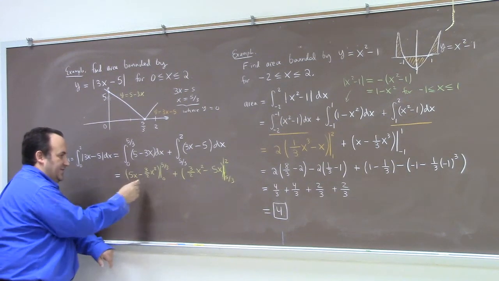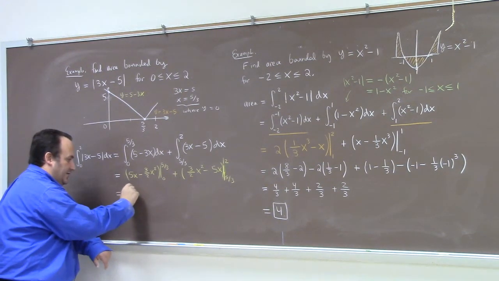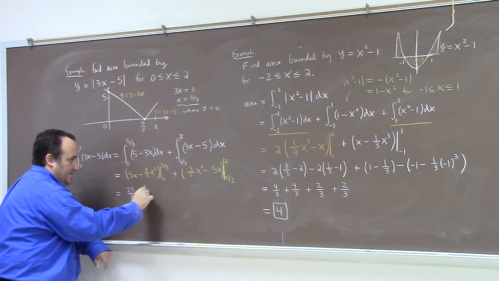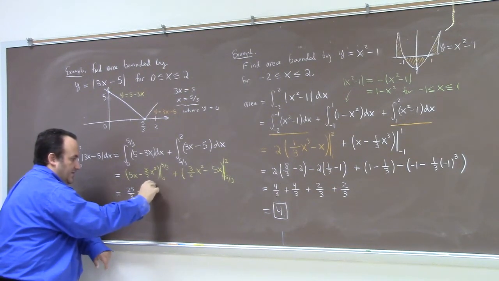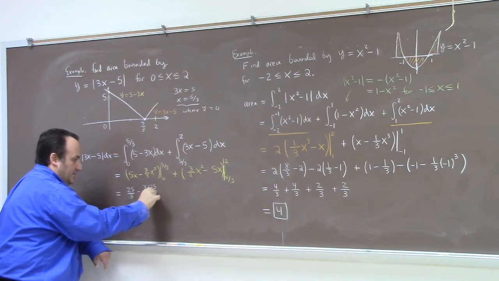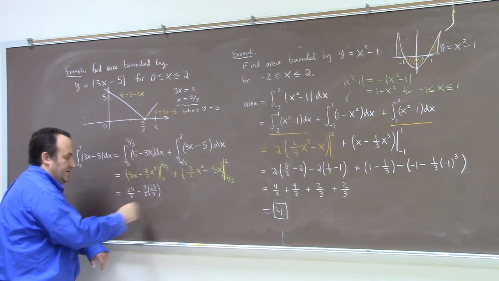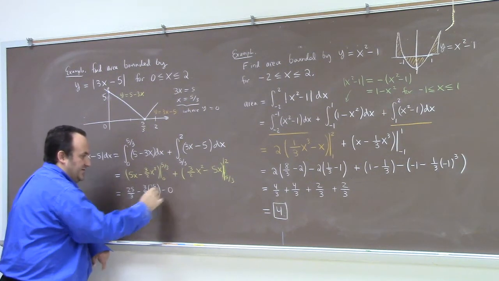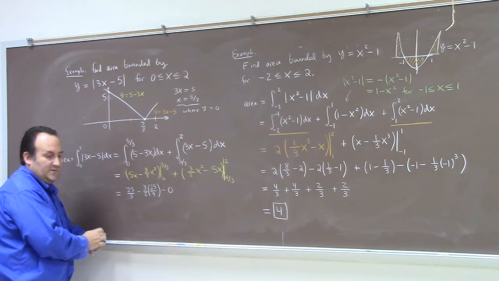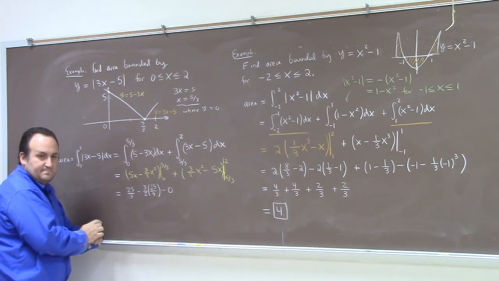So I get 5 times 5/3, which is 25 over 3, minus 3/2 of 25 over 9, because that's 5/3 squared. And then I subtract 0. Thankfully, that's just 0 here. Plug in 0, you get 0, right?